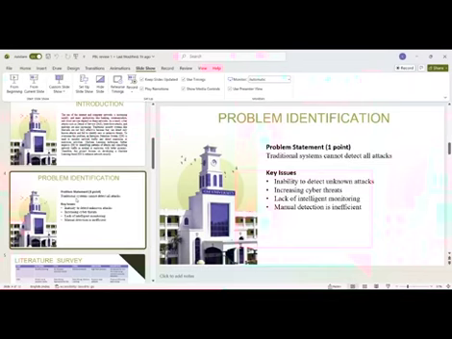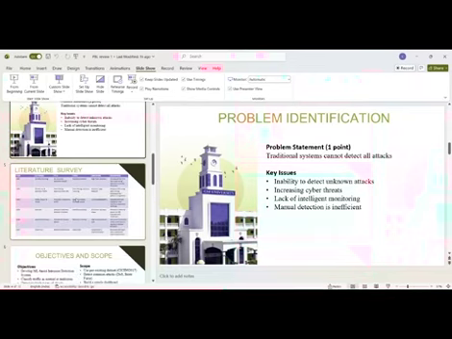Problem statement. Now, let's look at the problem statement. Traditional security systems are not capable of detecting all types of cyber attacks, especially new and evolving threats. This creates serious security risks for organizations and users. Key issues. First, there is an inability to detect unknown attacks. Most traditional systems rely on predefined rules or signatures, which make them ineffective against new types of attacks.